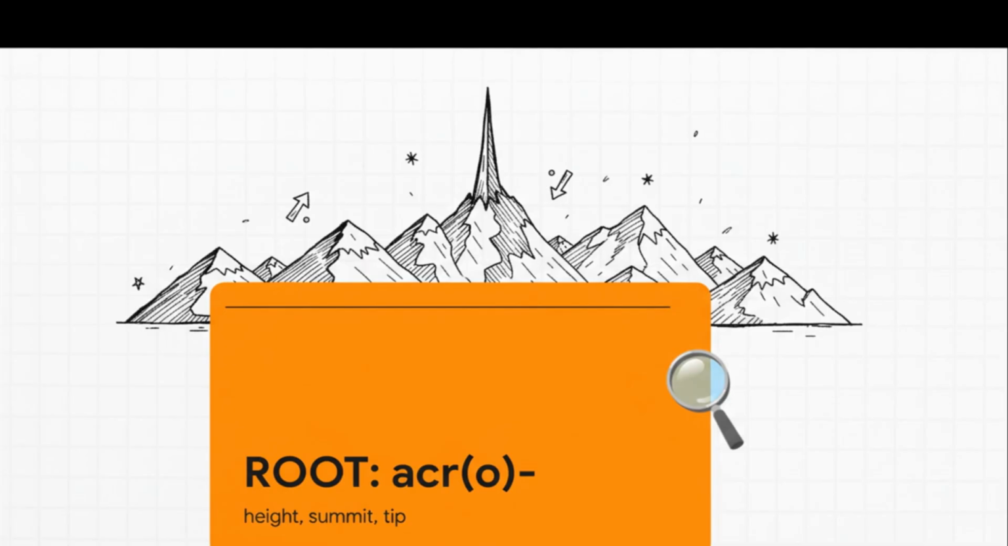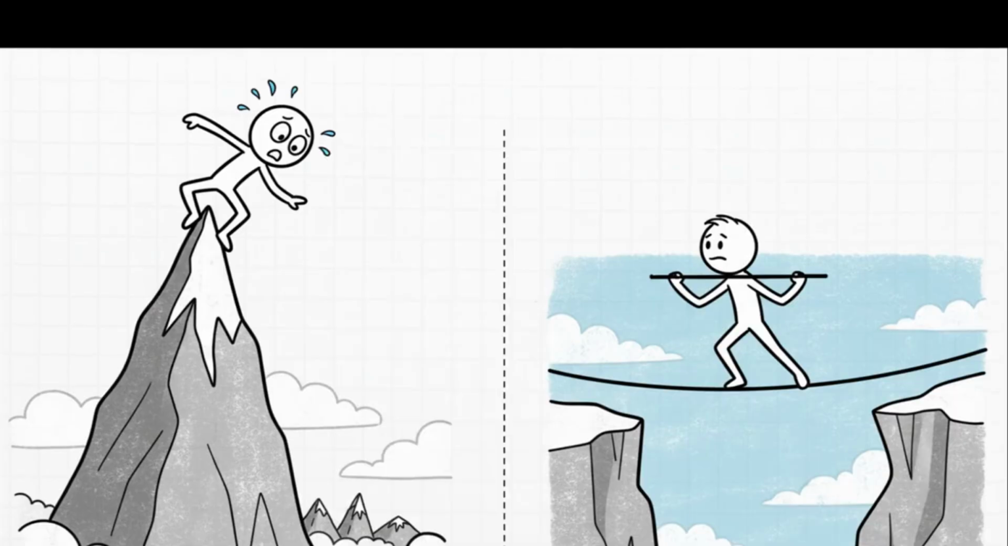Now, let's take that idea of a sharp point and just aim it straight up. The root acro takes that idea to the extreme. It means the highest point, the height, the summit, the very tip top of something. And this root gives us some really great words. If you have acrophobia, you have a deep fear of heights. Makes sense, right? And what about an acrobat? Well, think about it. They're performers who do amazing things way up high, often balanced on the tip of their toes. It's all about being at the very peak.